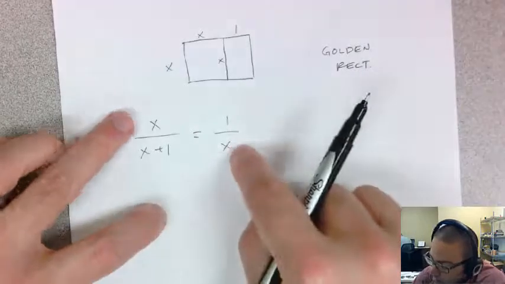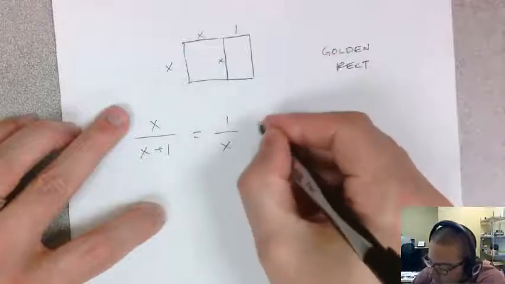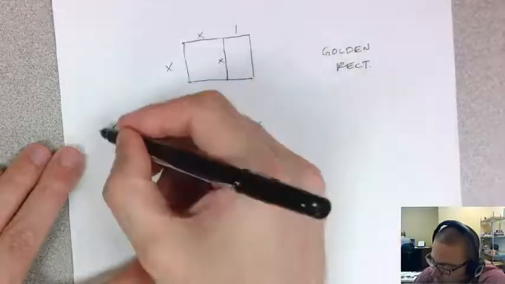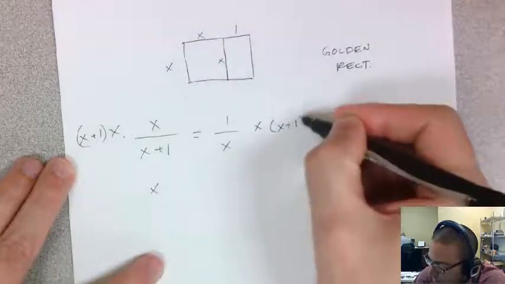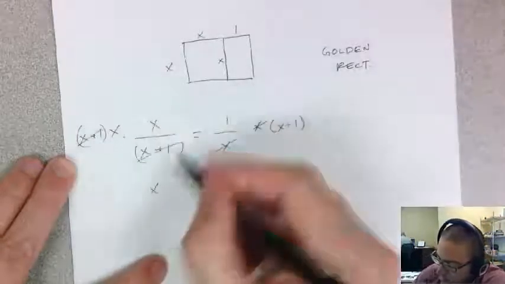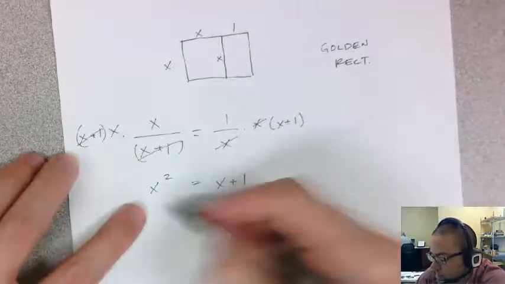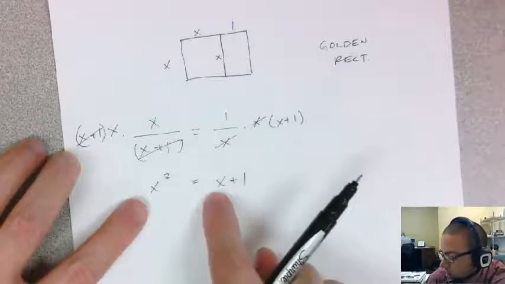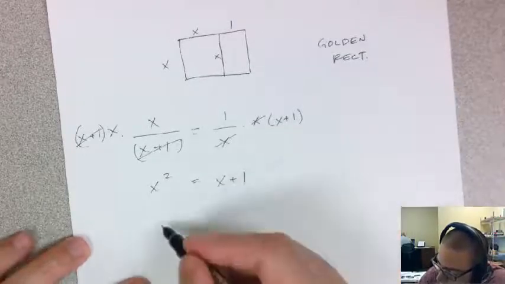Alright, so what I want to do is solve for x. So I multiply both sides by x, so I get x squared on top. And then I'm also going to multiply both sides by x plus 1. So the x's cancel, the x plus 1's cancel, and I get x squared on this side, and I get 1 times x plus 1, which is just x plus 1. So we have this relationship that the square of the side length is equal to 1 plus the side length. Okay, so I'm going to solve this quadratic equation using the quadratic formula.